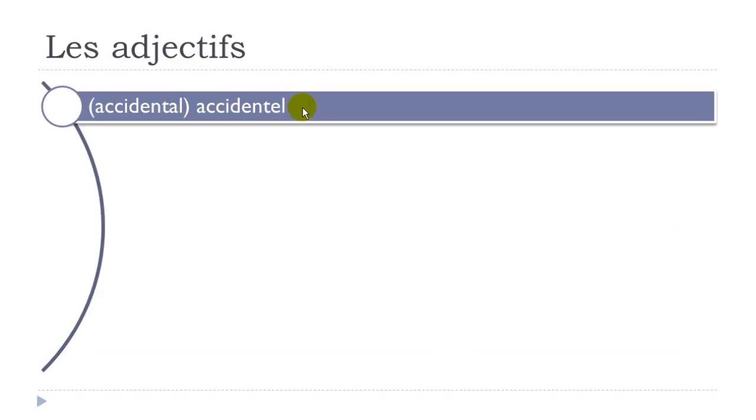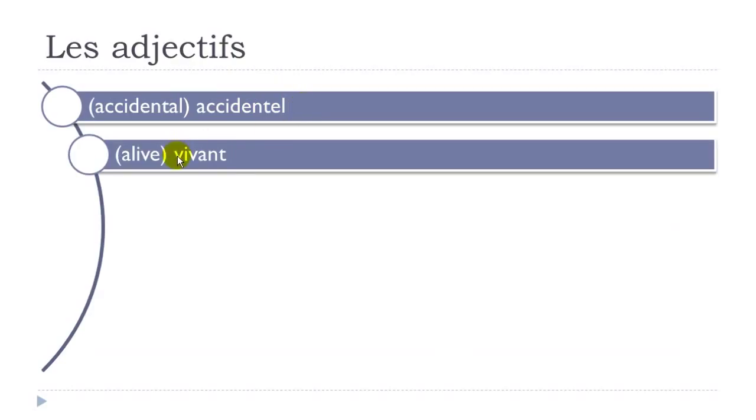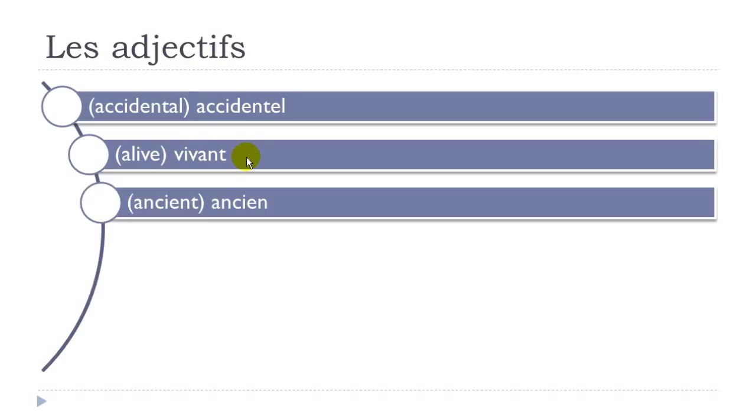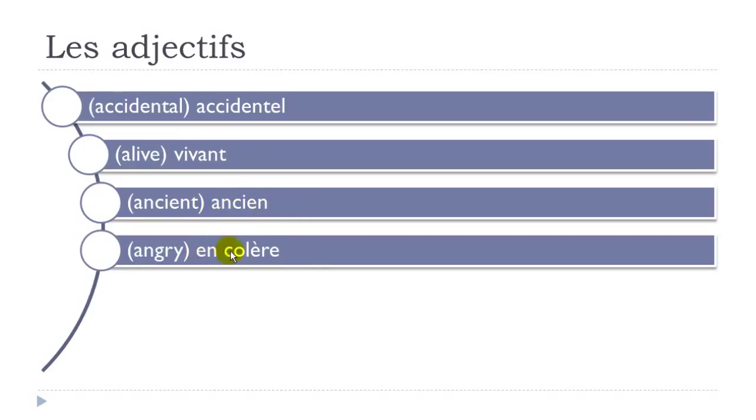Accidentel. Vivant. Final T not pronounced. Vivant. Ancien. Remember, A-N, ancien. Ancien. En colère. E accent grave like that. Here you pronounce it E. Colère. En colère.